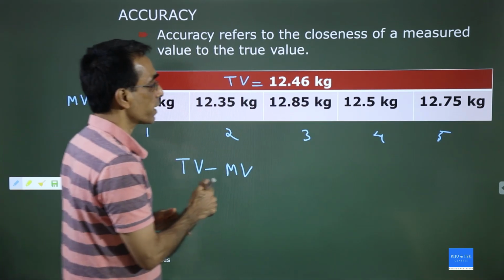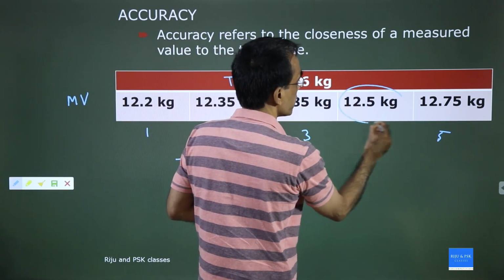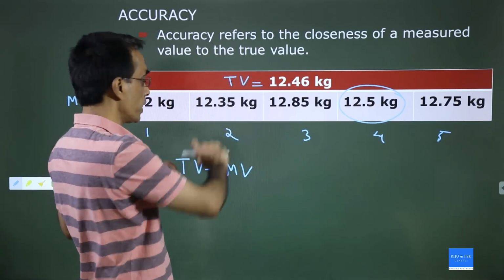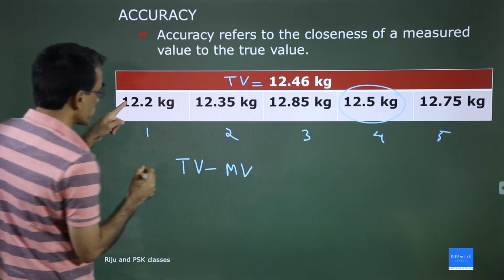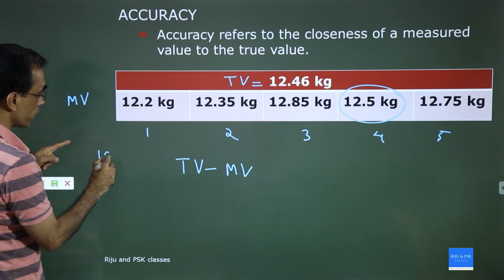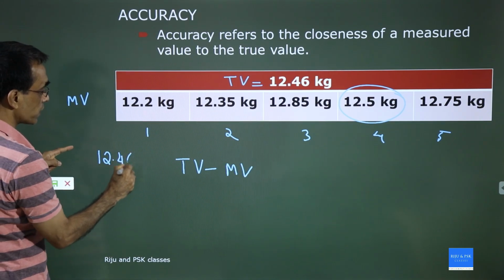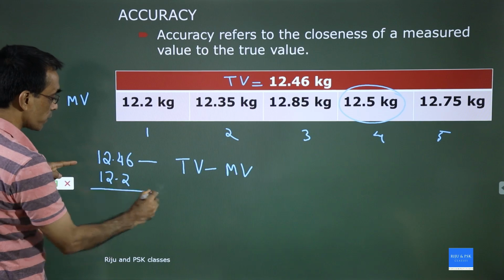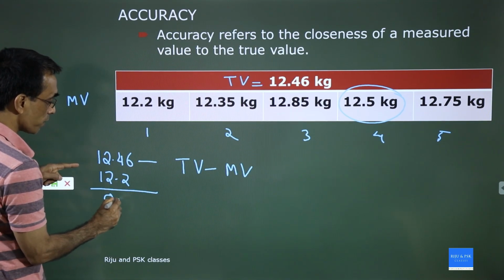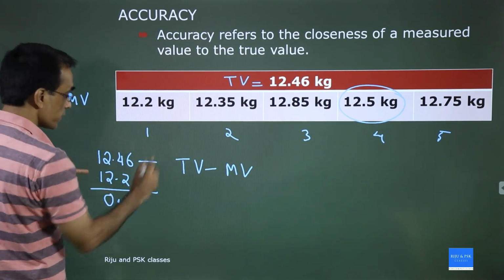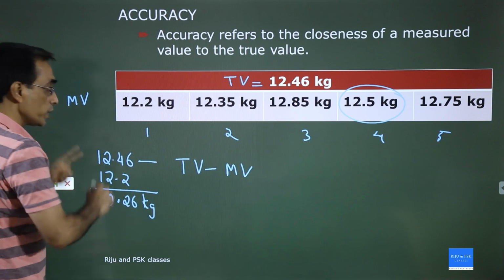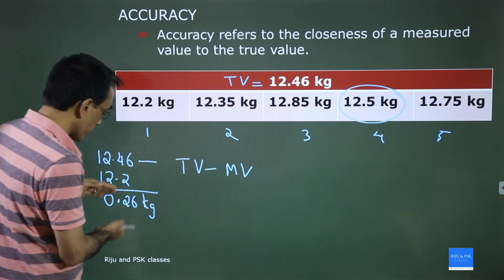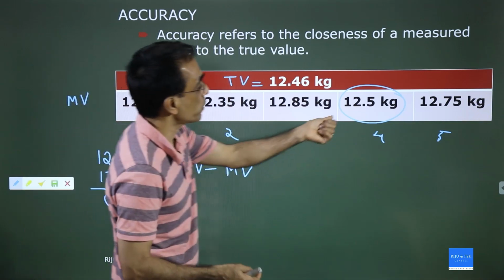Then we will understand that 12.5 kilogram. You should work out. You take the difference. For the first value, what to do? Take 12.46, then subtract 12.2. So what will you get? You will get 0.26. That is a unit kilogram. You do this for every value, and you will understand that the difference is minimum for this 12.5 kilogram.